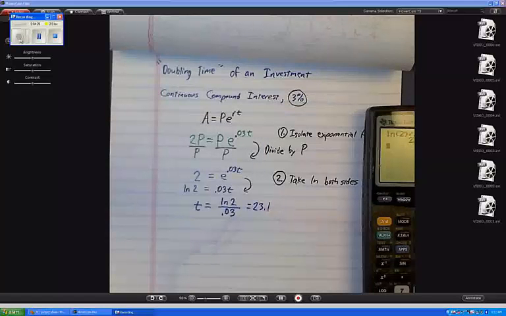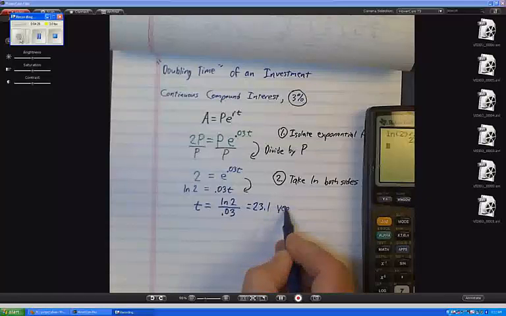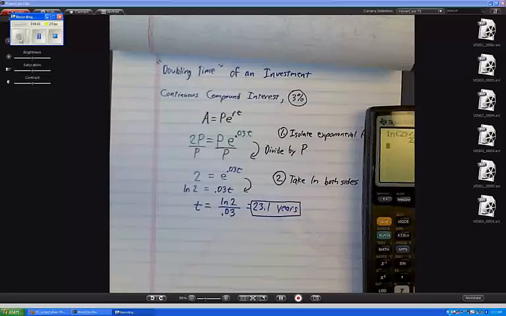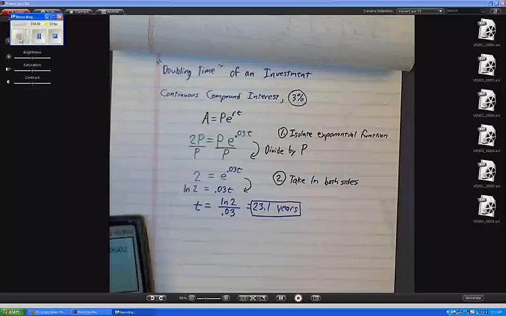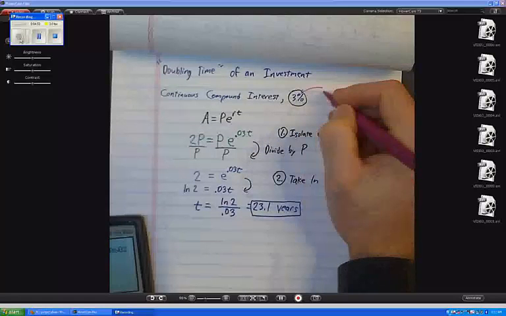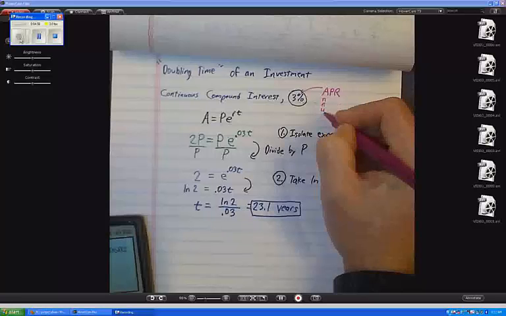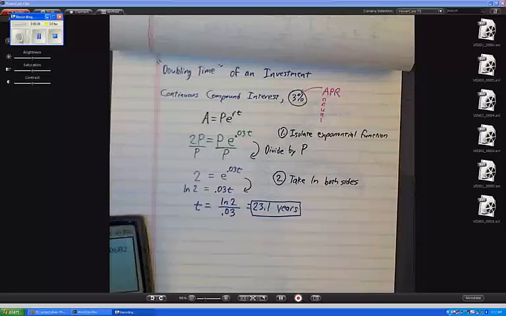The question was, how long does it take to double? 23.1 what? That has to be years. Why does that have to be years? Yeah, why is it always in years? Well, I'll tell you why. I don't know if I've said this. I think I did once. When we give you the 3% here, that's an APR, which stands for what? Annual. So if it's an annual percentage rate, that's why we're working in years. Okay?